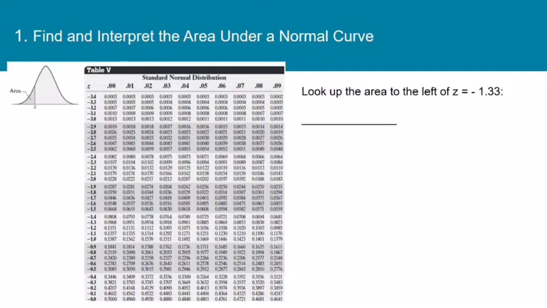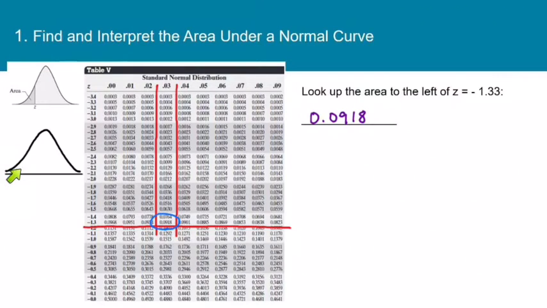But now watch this. If we look up the area to the left of negative 1.33, then we'll come down here to the negative 1.3 line and go across to the 0.03 column, and we see that the area to the left of negative 1.33 is 0.0918, which is exactly what we found for the area to the right of positive 1.33. And here's what's going on.